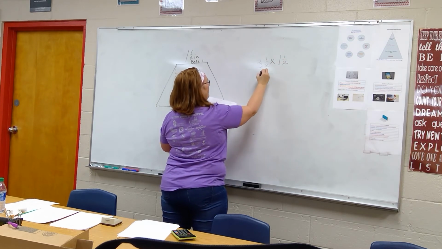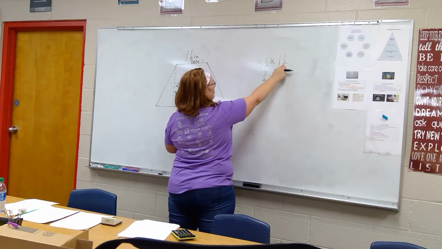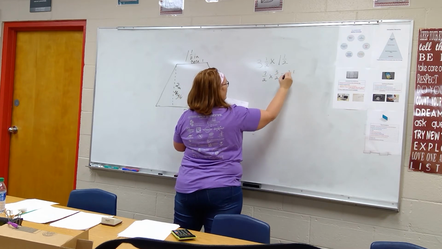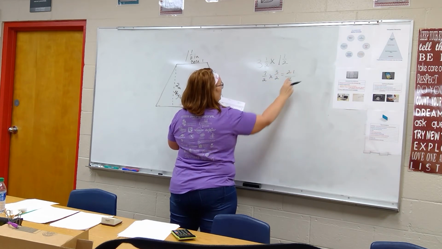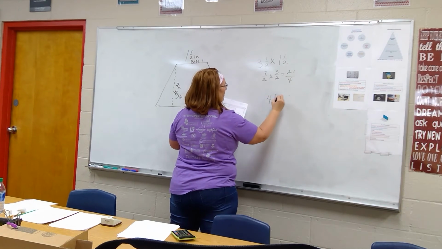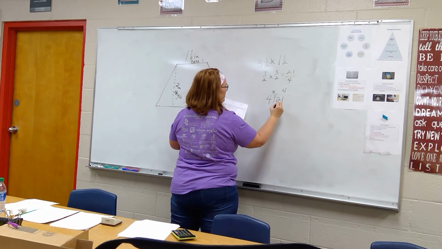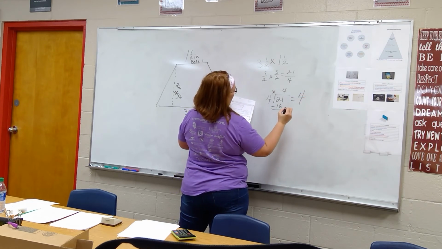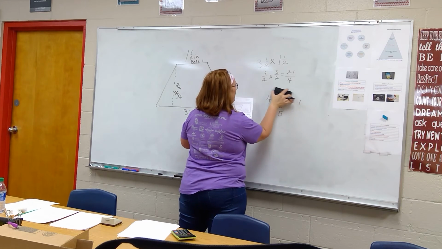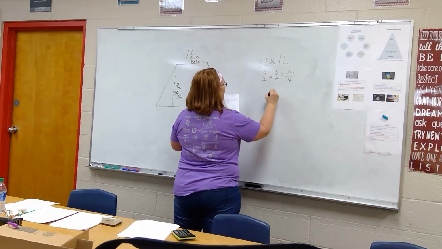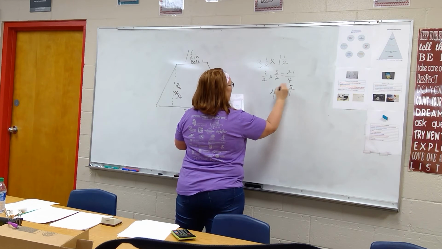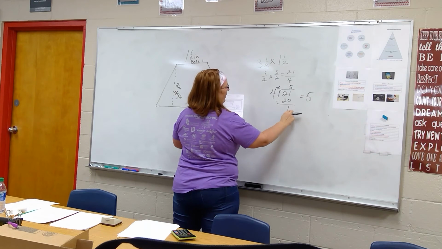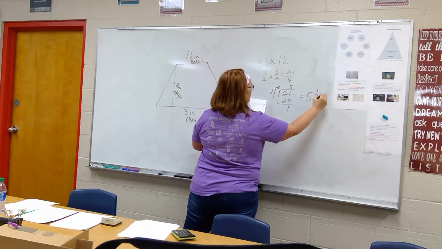3 times 2 is 6 plus 1 is 7 over 2. 2 times 1 is 2 plus 1 is 3. 7 times 3 is 21. 2 times 2 is 4. Turn it sideways and divide. 4 will go into 21 4 times. Oh, shoot, it will go 5 times. Sorry. Subtract it. The remainder is 1, so it's 5 1/4 inches squared.